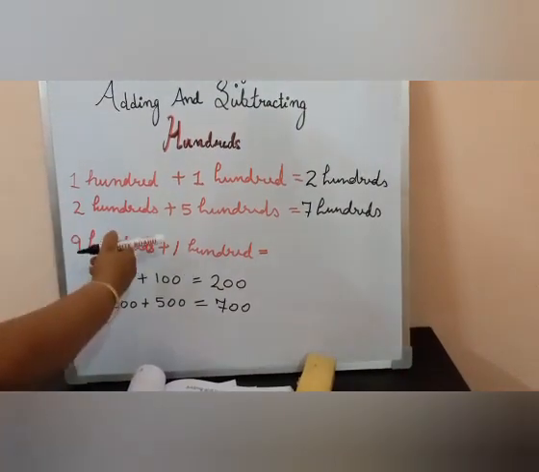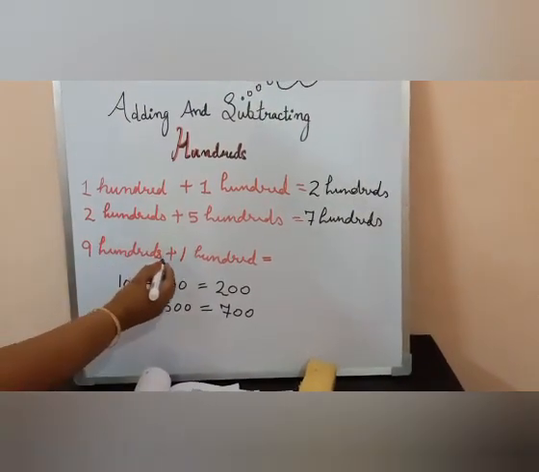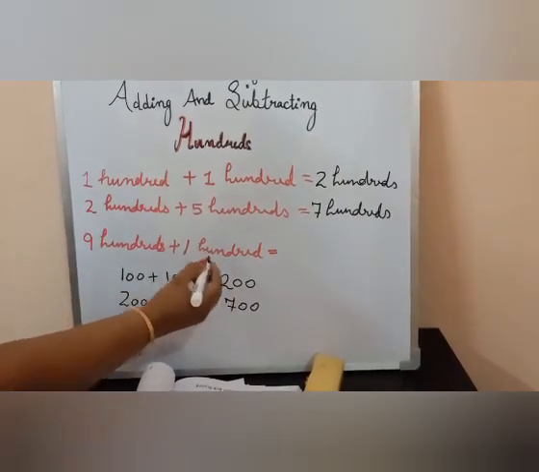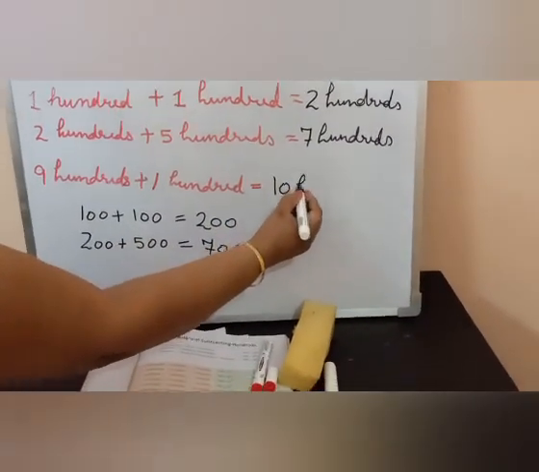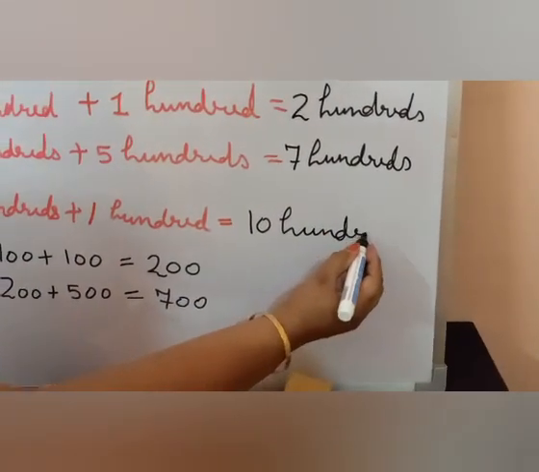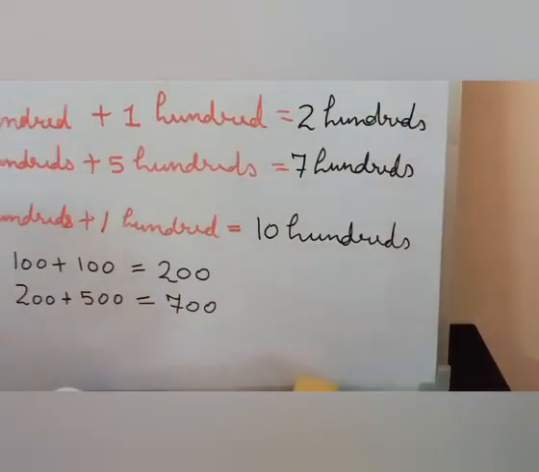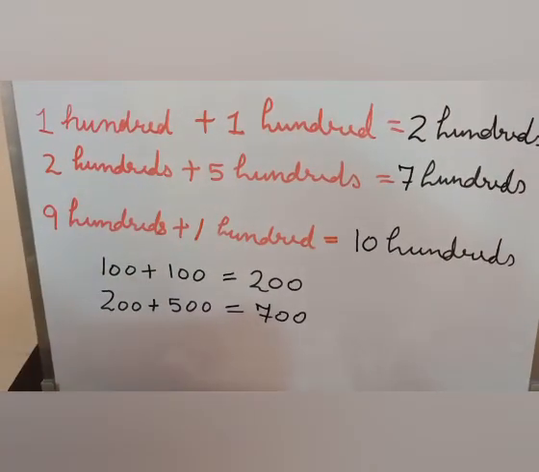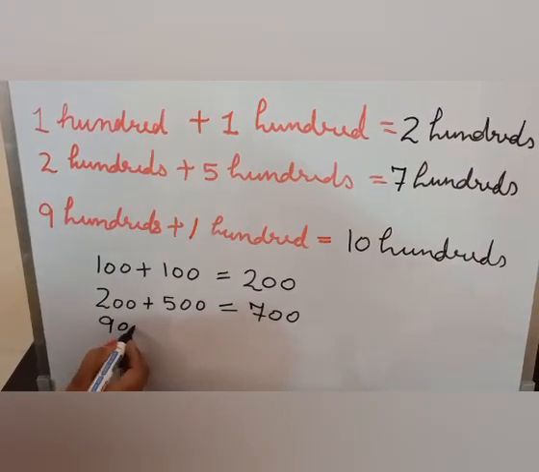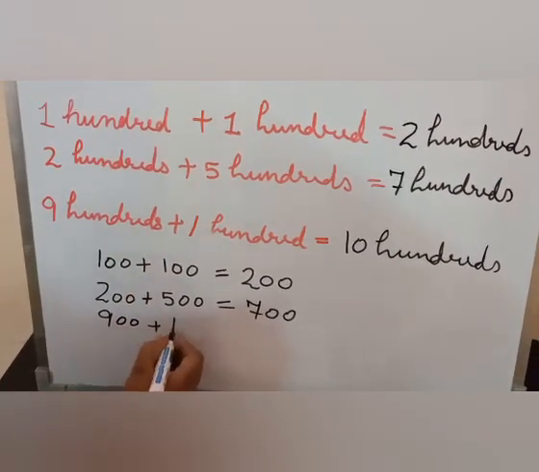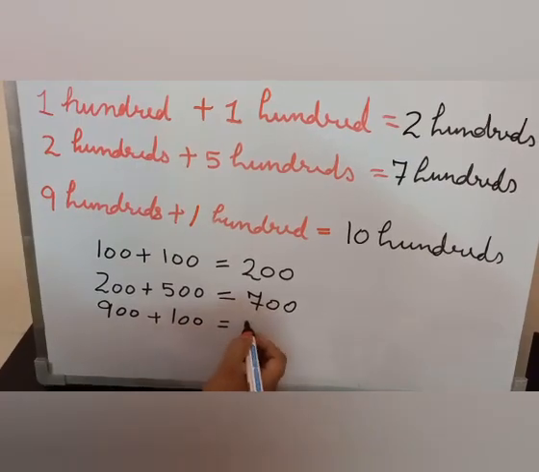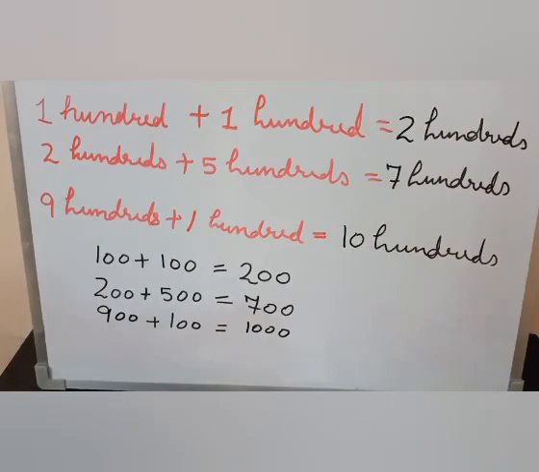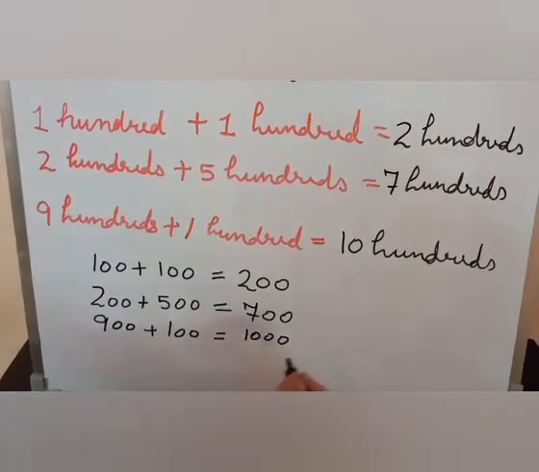Now we have third example 900s plus 100. 900s plus 100. The answer is 1000s. Write in numbers 900 plus 100 is equal to 1000. 10 hundreds is equal to 1000.